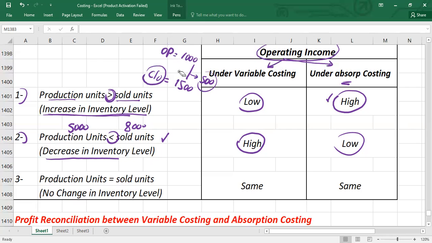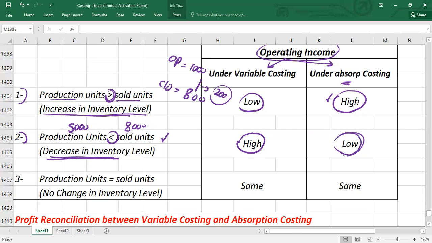What does decrease in inventory level mean? For example, here your opening inventory is, let's assume, 1000 units, and your closing inventory is, for example, 800. So you can see your inventory level has decreased and the change in inventory level is 200. So whenever there is a decrease in inventory level, it will also result in the same: operating income under absorption costing will be lower and operating income under variable costing will be higher.